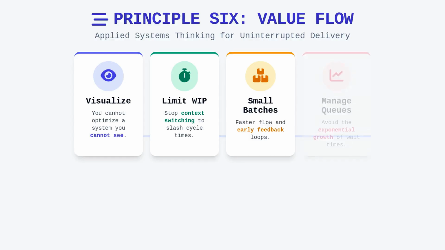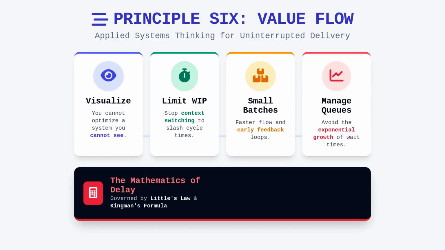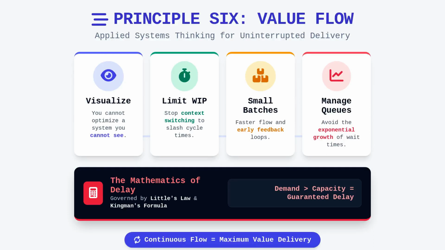Managing queue lengths is the final piece of this puzzle, as long queues are the primary indicator of stalled value. When a queue grows, wait times increase exponentially, a phenomenon best understood through the lens of Little's law and Kingman's formula. If the work arriving at a station exceeds the processing capacity on a sustained basis, the delay is mathematically guaranteed to grow.